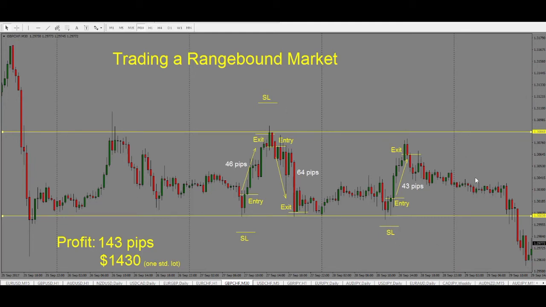So this is how we trade a range bound market, and in this example, our profit in total between the three trades here is 143 pips or $1,430 if trading one standard lot.